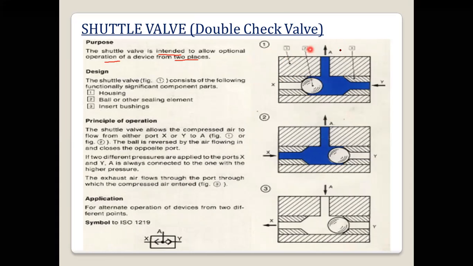In the construction diagram, you can see it consists of the housing, the complete assembly. Then the ball or seat element is there; you can see the ball. Instead of a ball, we can also use a poppet. Then insert bushings are there, so that the ball and the spring will be attached properly.